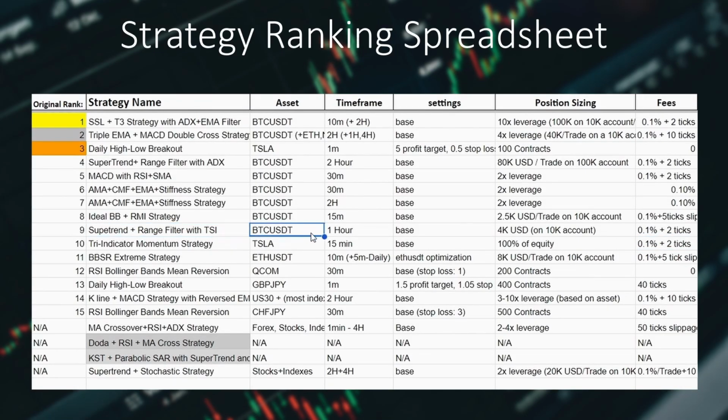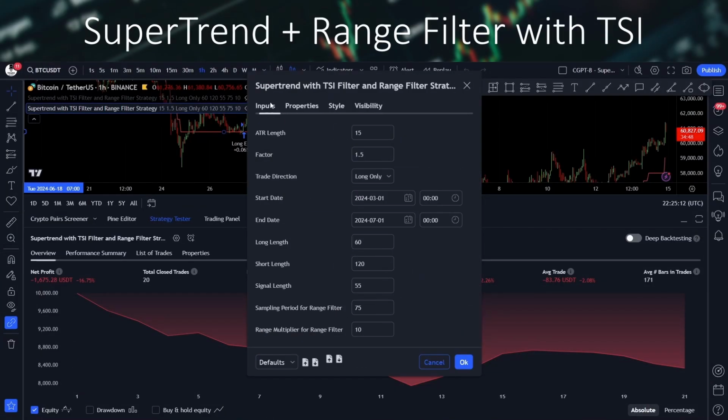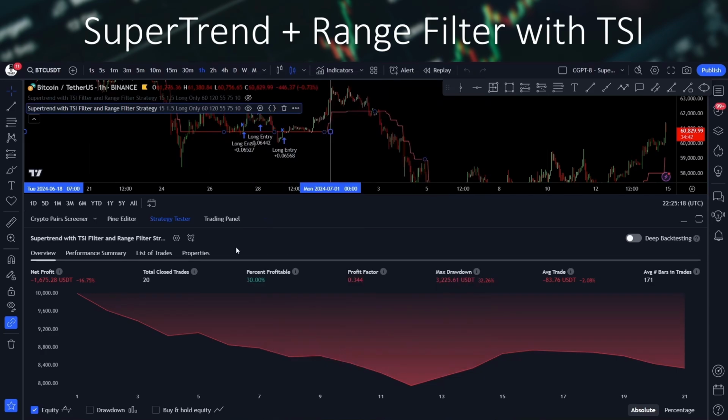That was made for BTC USDT 1 hour chart with a 0.1% slippage and 2 ticks. Here's the script setup, the date range limiter, and the results. As I said, Bitcoin is trending sideways and it's pretty hard for these strategies to get a profit. We get 32% maximum drawdown and negative 16% net profit. After the first 4 months, it's obviously a loser.